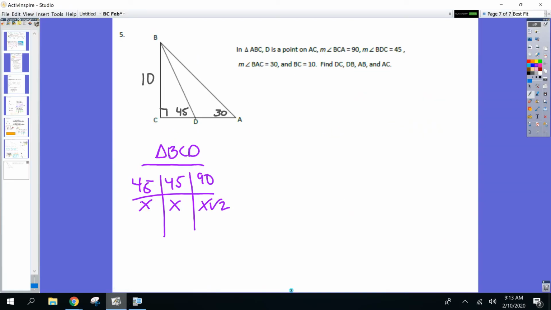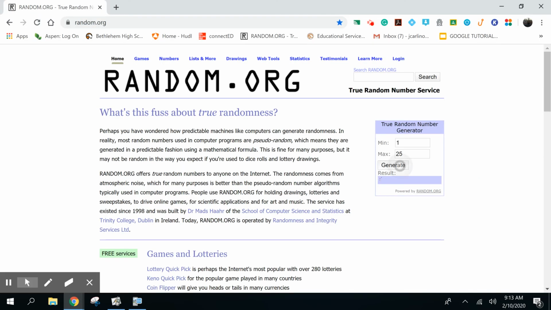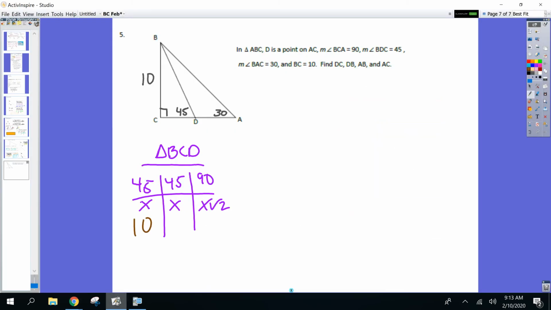Where's that 10 across from? Good, it's across from the 45, so that's where it's going to go in my diagram, in my chart. Can you fill in the rest of the chart for me? What's across from the other 45? 10 as well. Which would be side what? Name it. DC or CD. So I know DC is 10.